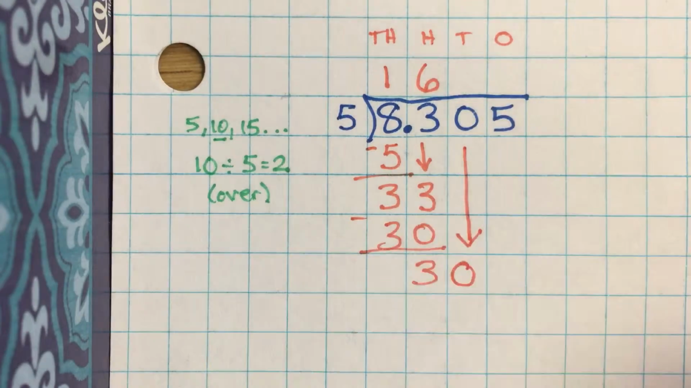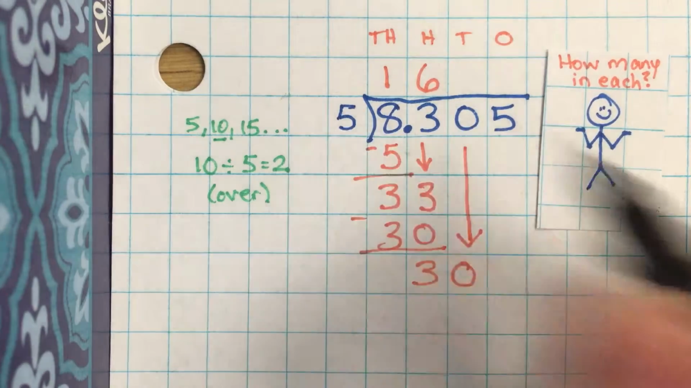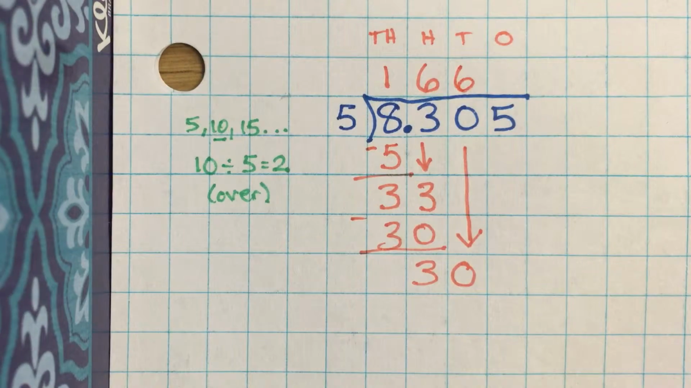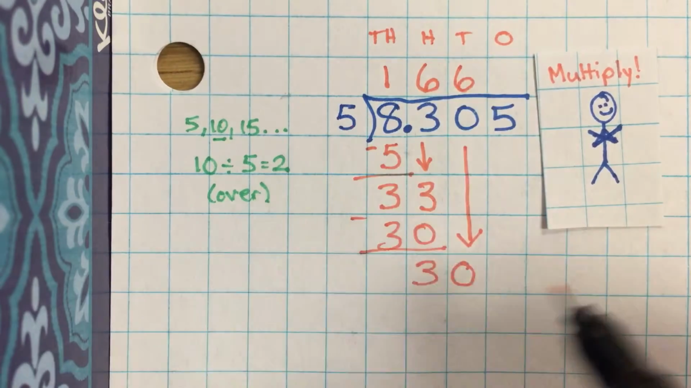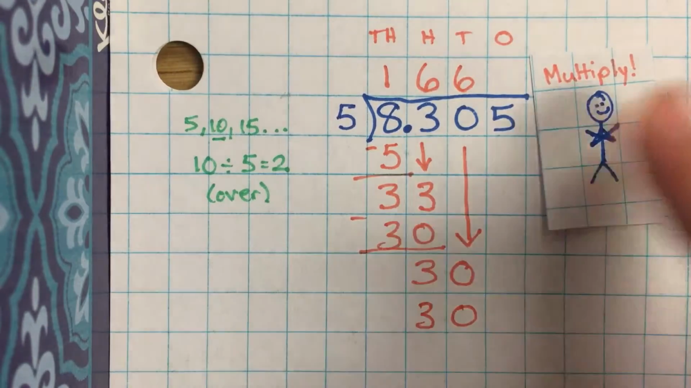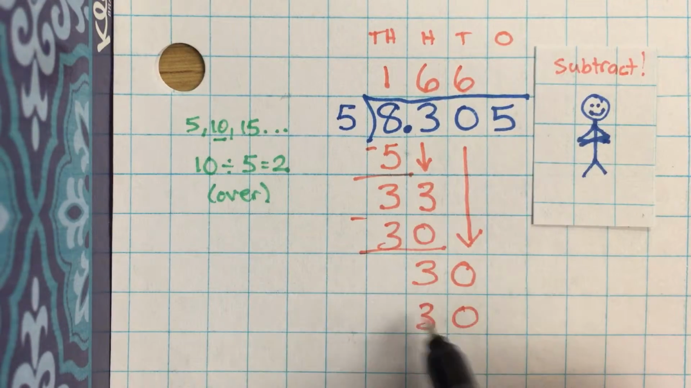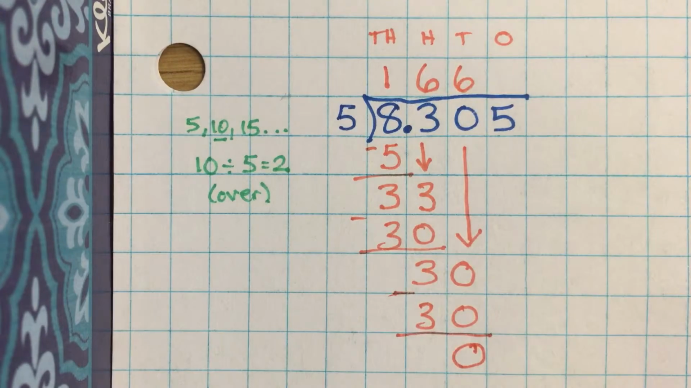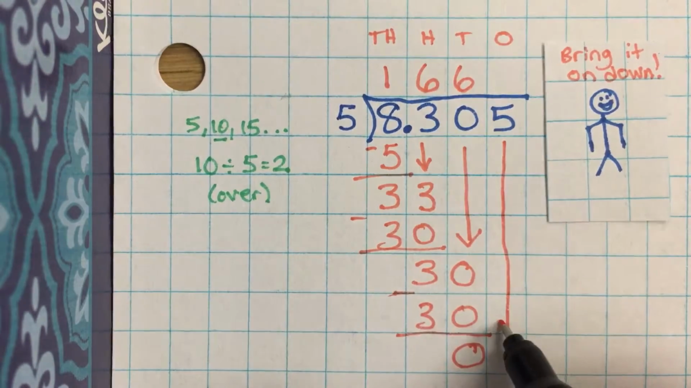So I have 30, and repeat the steps again. How many in each? 30 into 5 groups. I already know this will go 6 times. Then I multiply. 6 times 5 is 30. And I subtract. 30 take away 30 is 0. Then I bring it on down. Bring down that 5.